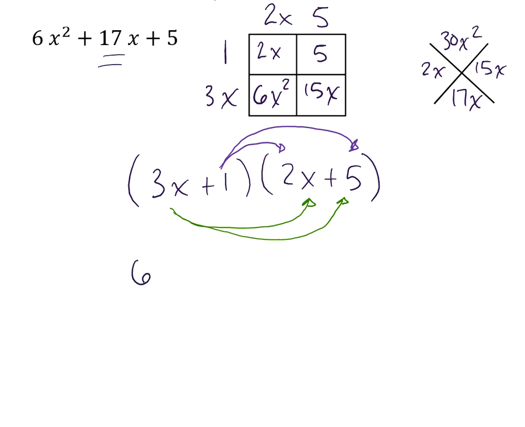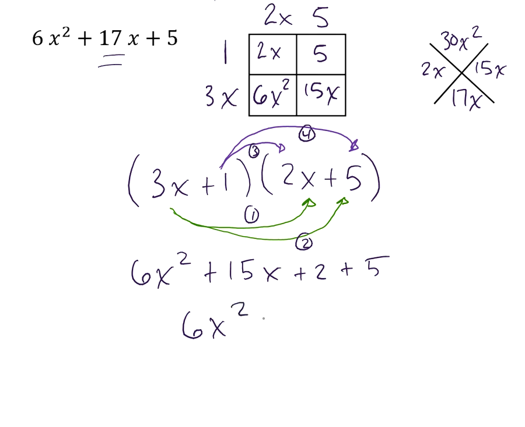The first term I have is indeed 6x squared. The next term is 3x times 5, which is plus 15x. The third one is 1 times 2x, which is plus 2x. And the fourth one, the last one, is 1 times 5, which is plus 5. When I simplify that, I do indeed see that I get 6x squared plus 17x plus 5.